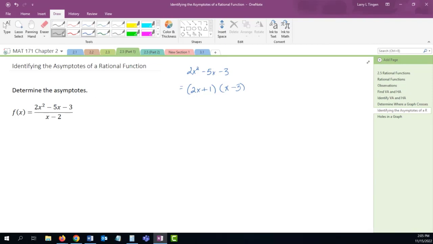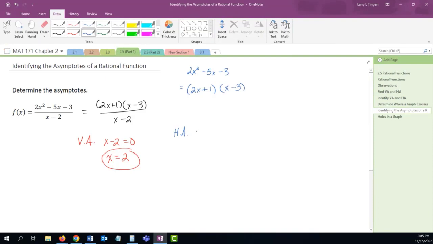Yeah, that factors. All right, so my function looks like this: 2x plus 1 times x minus 3 divided by x minus 2. Now I know where the vertical asymptote is. Take the denominator, because there's no match with the numerator, set it equal to 0, and solve. And there's a vertical asymptote at 2. And then horizontal asymptote. Degree of the numerator is 2, degree of the denominator is 1. So that's no horizontal asymptote.